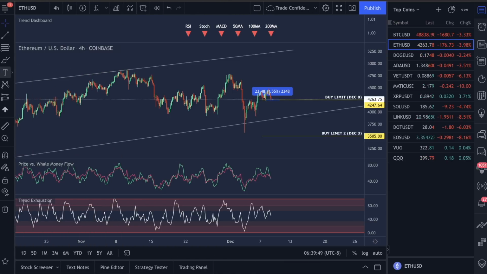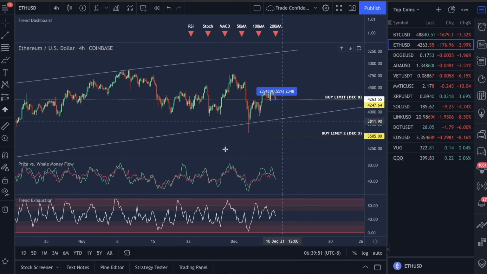I want to focus on Ethereum right now. And are you guys seeing what I'm seeing with the price versus well money flow and the trend exhaustion? This is looking bearish, but do you guys know why I would say this? If you guys do, then good job. If you don't, let's follow me on here. Okay, start off at the top and let's move our way down.